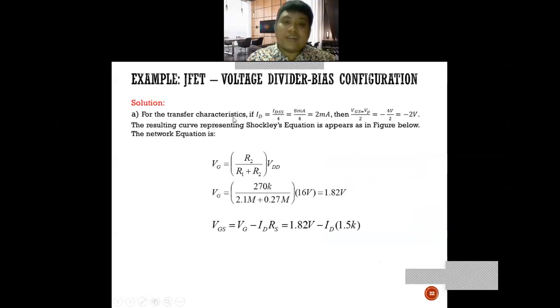So for the transfer characteristic, we use it like this. If ID equals IDSS over 4, so our 8 milliampere divided by 4 equals 2 milliampere, then VGS equals VP divided by 2, and we get negative 2 volt. So the resulting curve represents Shockley's equation. So for voltage divider, we use the Shockley equation. It appears as in the figure below.